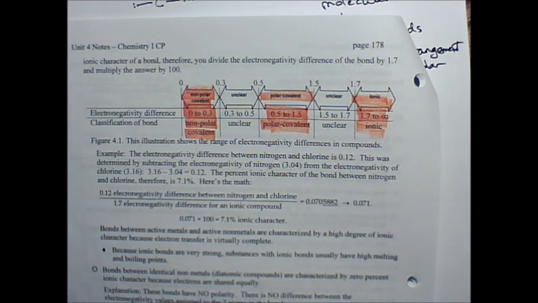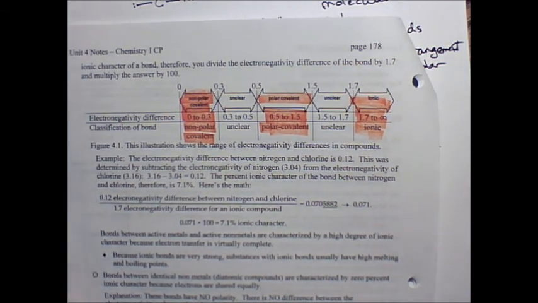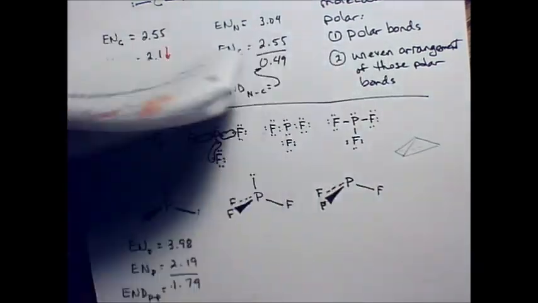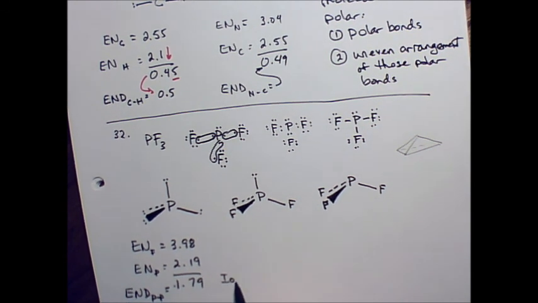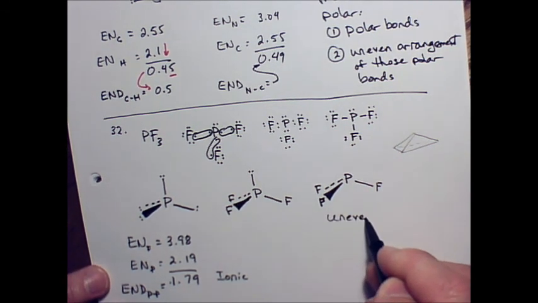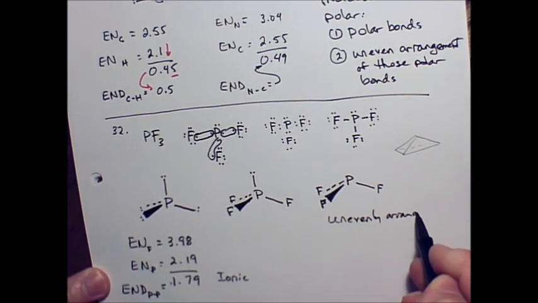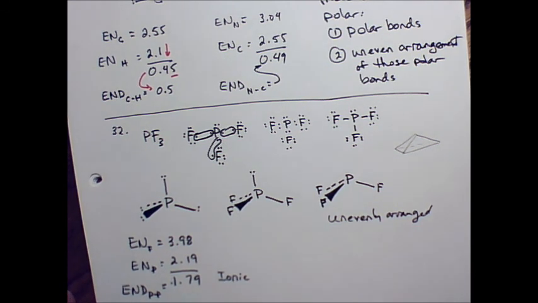Because it's far too much to pile on you to show you all these other things that go into it. Okay? Do you understand that greater than 1.7 you would call an ionic bond? Mm-hmm. Okay? So you call that ionic. All right? But you say it's also unevenly arranged over here. But you still say this is an ionic bond, or this is an ionic substance, because that's what your electronegativity difference calculation told you. You okay with that? All right.